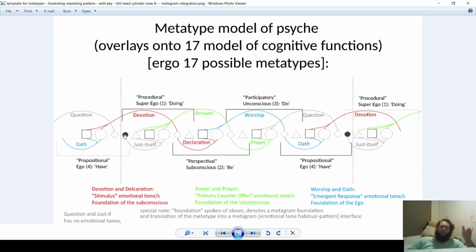metatype. So if you count this black dot here, which is the same as that black dot, this is the same black dot, which is the anomalous sin of the ego, which is also the foundation of the superego, which is different because here the foundation of all these other ones are the diamonds, or the inferior functions. So the inferior function of the superego is the foundation of the subconscious. The inferior function of the subconscious is the foundation of the unconscious, and the inferior function of the unconscious is the foundation of the ego.